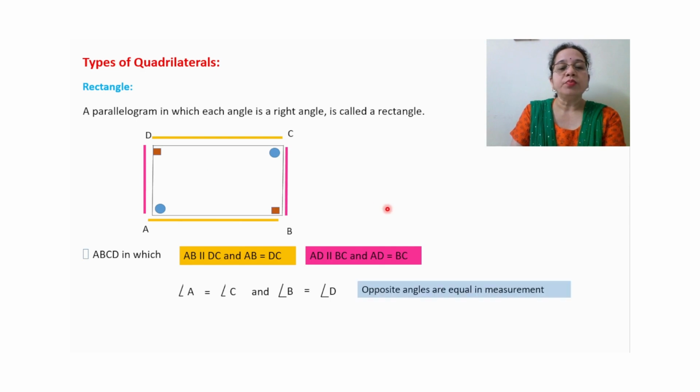What is new? Here all the angles are of 90 degrees. In a parallelogram this was not there. So a rectangle is also a parallelogram. So we can define a rectangle in terms of a parallelogram. What is different? All the angles are of 90 degrees.